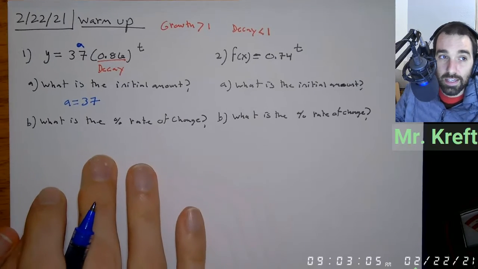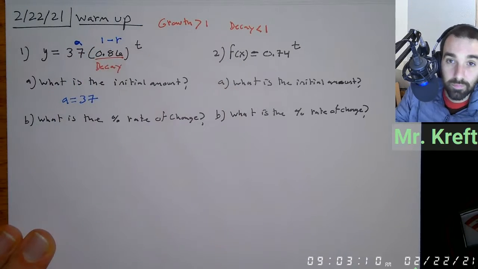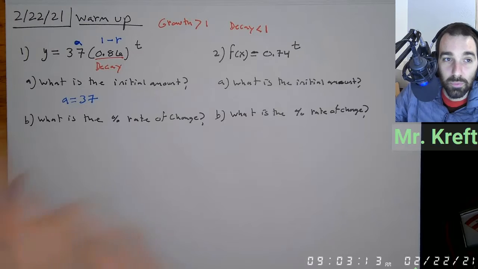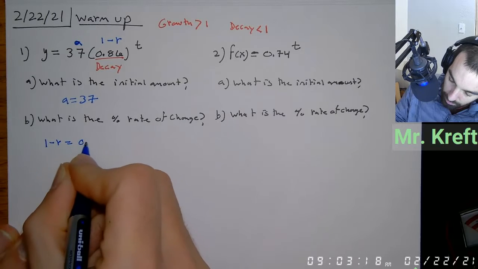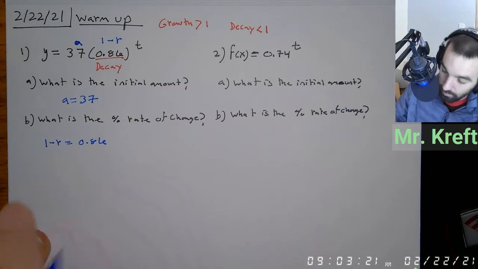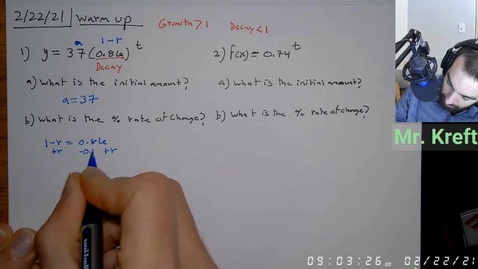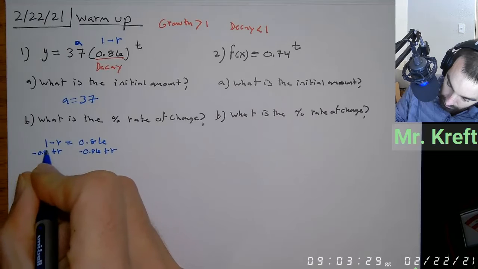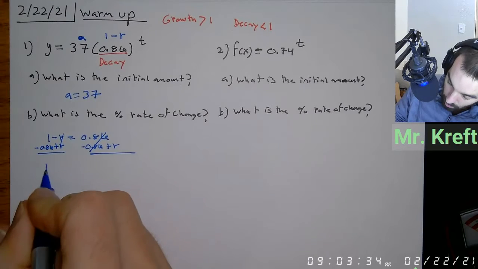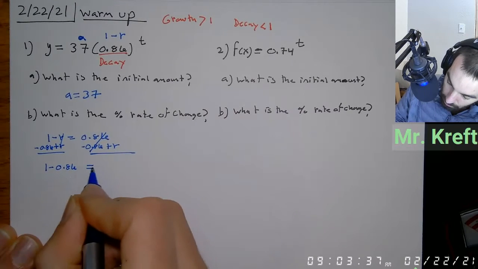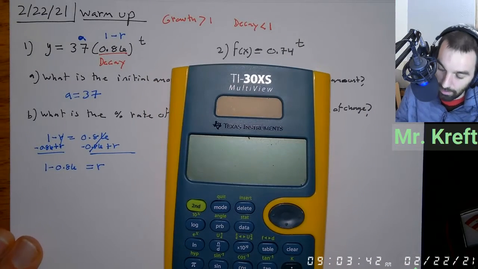Now, remember, for decay, it takes one step more. This is 1 minus R. So it's 1 minus our rate because it's less than 1. I have to remember that 1 minus R equals 0.86. So if I add R to both sides and subtract 0.86, I get 1 minus 0.86 equals R. And I can use my calculator for that. Maybe I'm going too fast. Sorry, I did some algebra there.